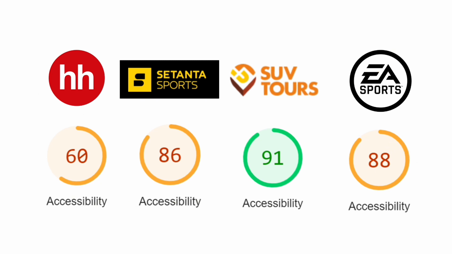Next, we came to the Lighthouse accessibility checker. Headhunter KZ got 60% of accessibility. Setanta Sport got 86 points of accessibility. Software KZ got 91, and lastly EA Sport got 88 points of accessibility.